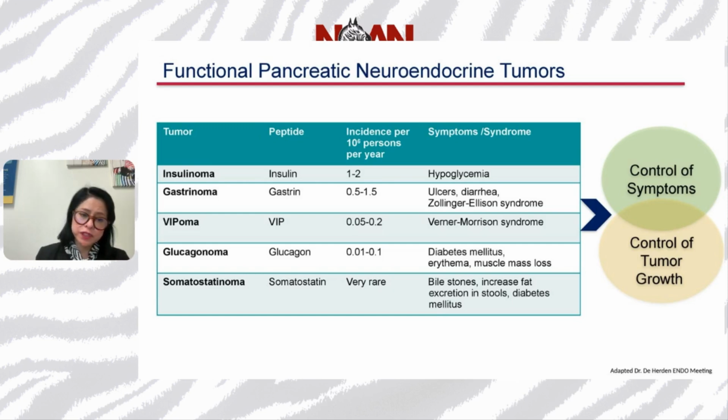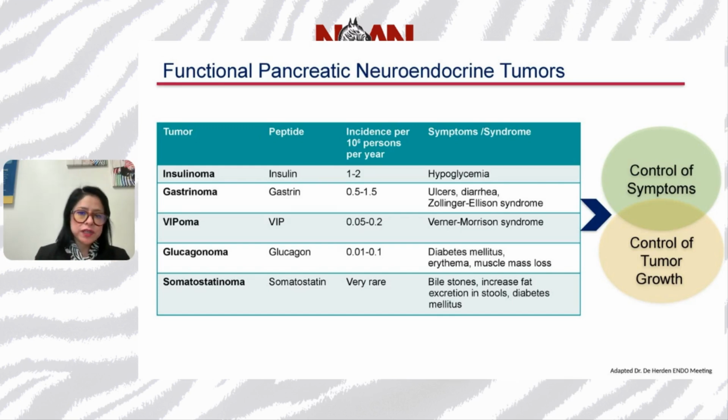Glucagon is a hormone that also helps to regulate the glucose in your body. If there is a neuroendocrine tumor of the pancreas that produces glucagon, that's called glucagonoma. Having an excess of this hormone can cause diabetes, a very specific rash, and loss of muscle mass, because glucagon also helps metabolize amino acids in the body.